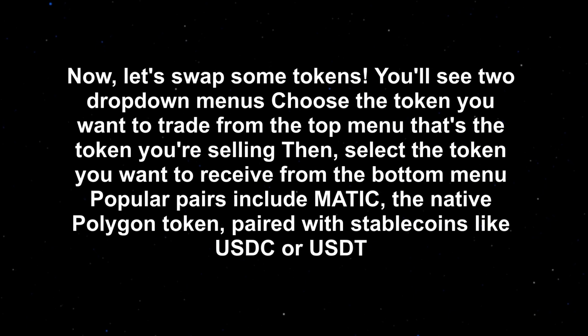Now, let's swap some tokens. You'll see two drop-down menus. Choose the token you want to trade from the top menu. That's the token you're selling. Then, select the token you want to receive from the bottom menu. Popular pairs include Matic, the native Polygon token, paired with stablecoins like USDC or USDT.